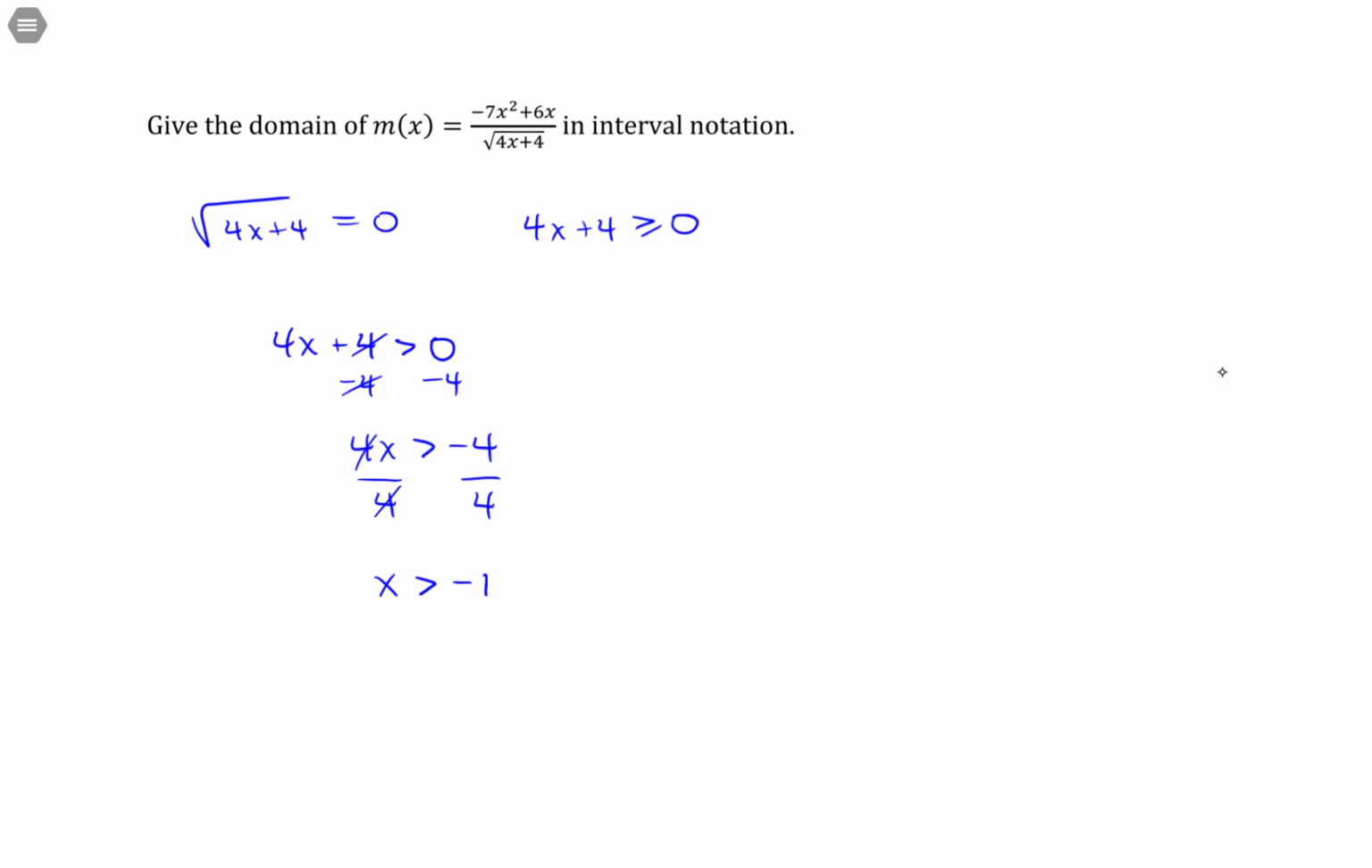That's our domain. But expressed in interval notation, that would be all the values starting from negative 1 and going off to positive infinity, because these would be all the values that are bigger than negative 1.